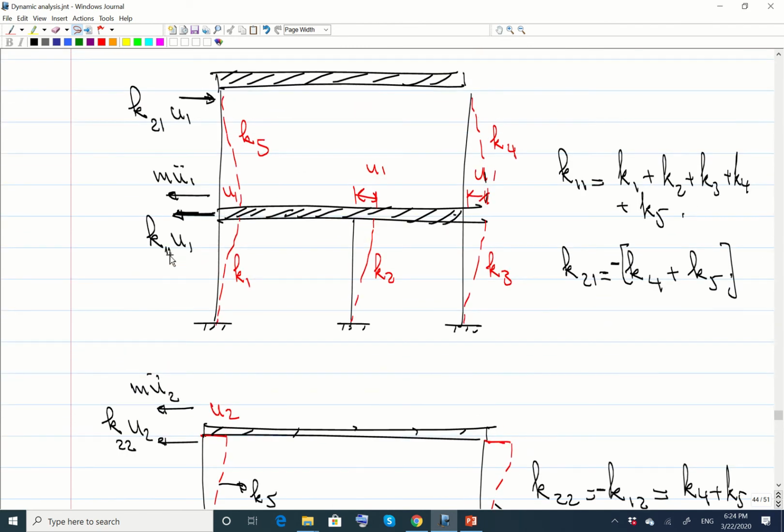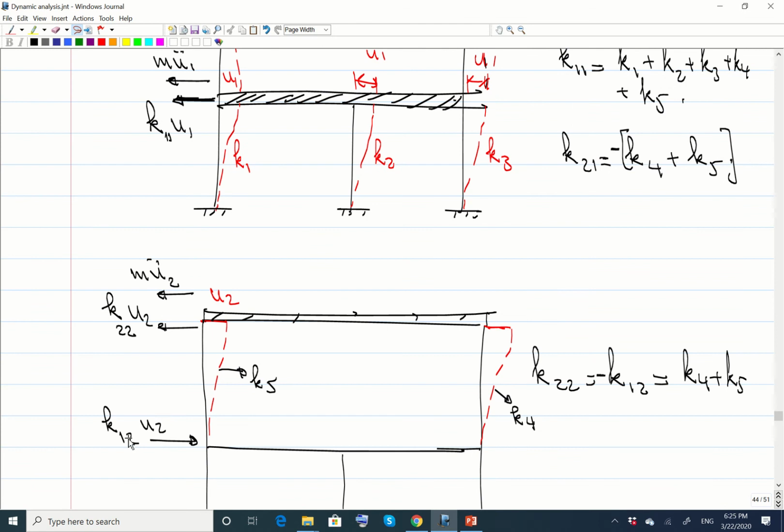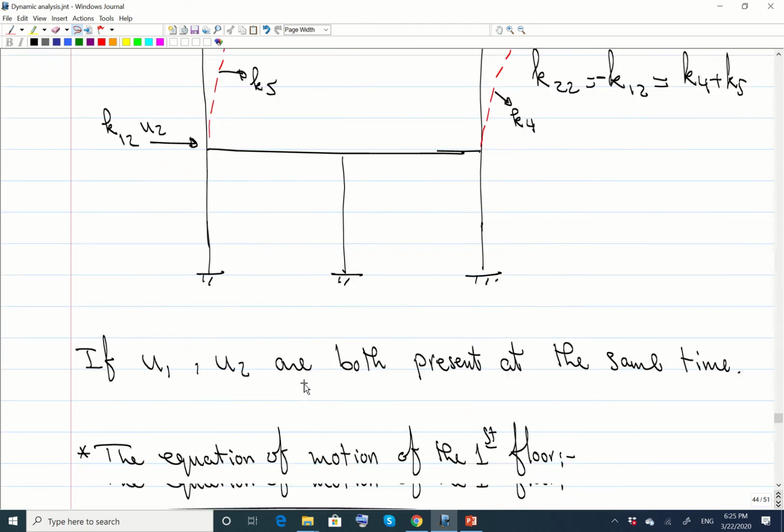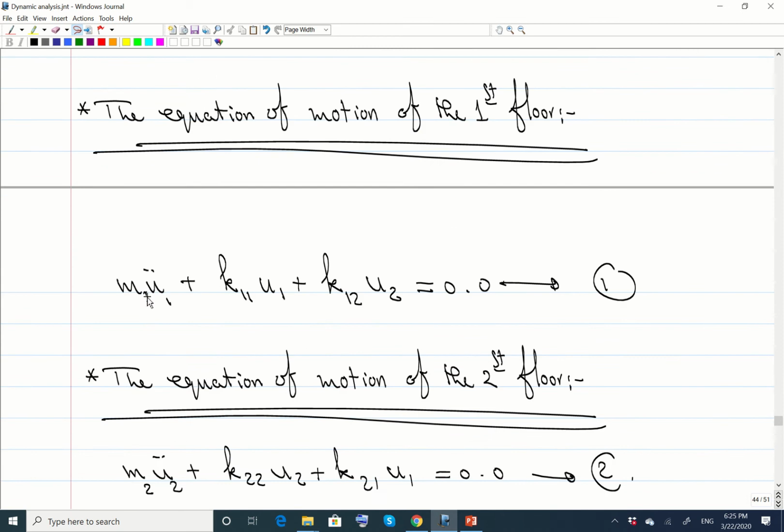So you're going to have k11 u1, m u1 double dot, plus k12 u2, because you have now u1 and u2 applied all together. So the equation of equilibrium for the first floor is m1 u1 double dot plus k11 u1 plus k12 u2, and this is equal to 0. Definitely there might also be a damping factor, okay, but right now we're starting with the undamped equation of motion, the free vibration. There is no force over here.